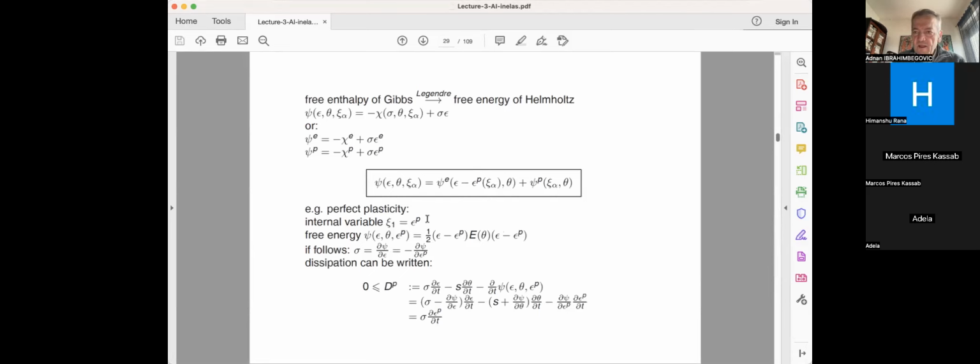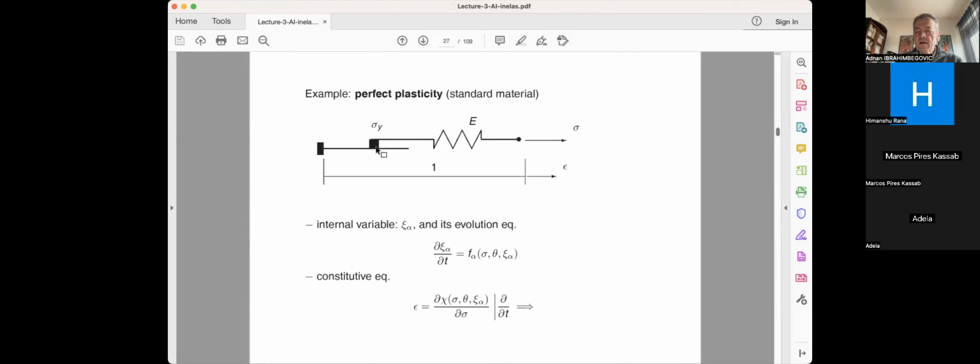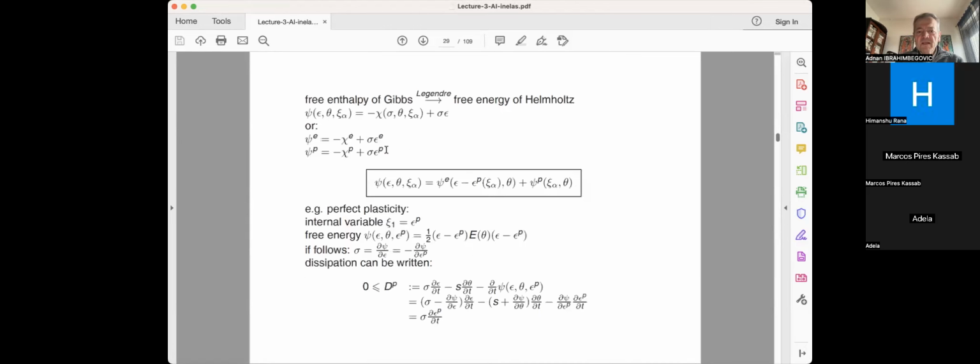And then the only internal variable is the plastic deformation. This is the sliding of this frictional slider. Basically, the slider starts sliding when sigma is equal to sigma y. You can obtain from this free energy the definition of the stress: it is the derivative of the free energy with respect to epsilon. That becomes E times (epsilon minus epsilon plastic). In other words, this is Young's modulus times the elastic deformation.